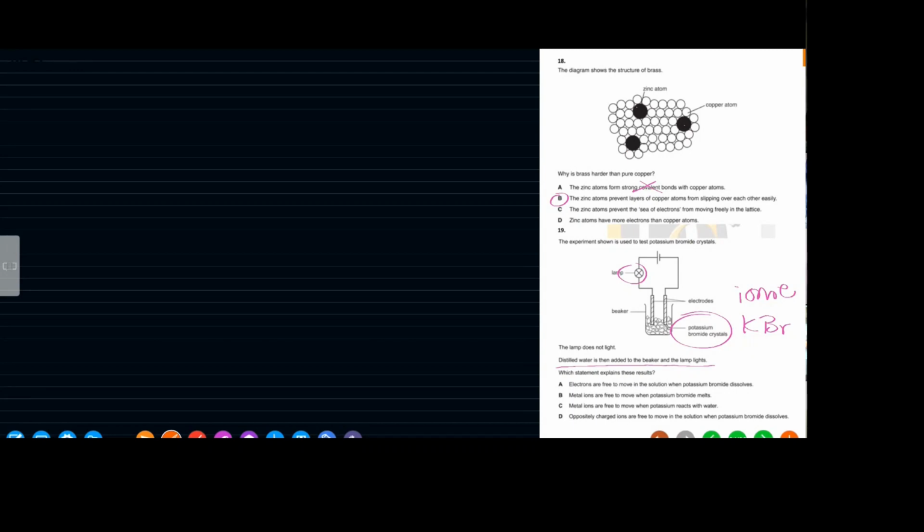The statement about electrons is wrong. Never refer to electrons in ionic compounds in terms of electrical conductivity. That is a rule. And the statement that the metal ions are free to move when the bromide melts is not right either. It's not only metal ions; both oppositely charged ions are free to move. So oppositely charged ions are free to move in the solution. Thereby the answer is D.